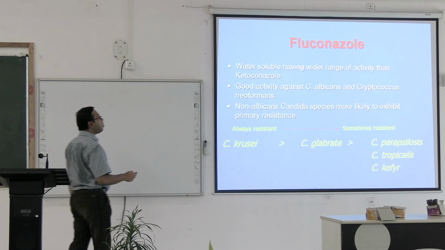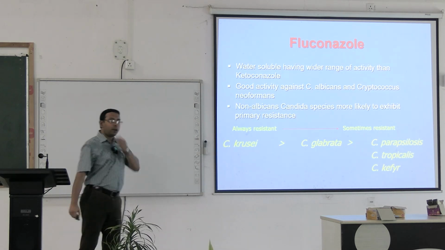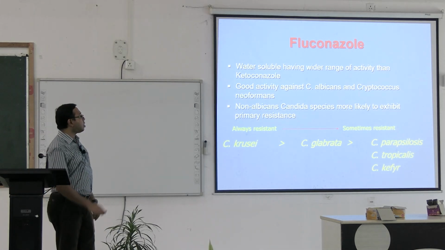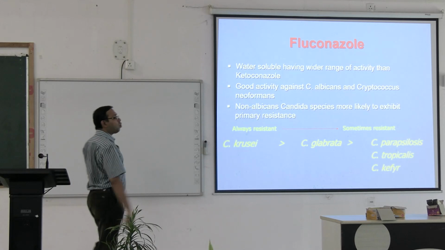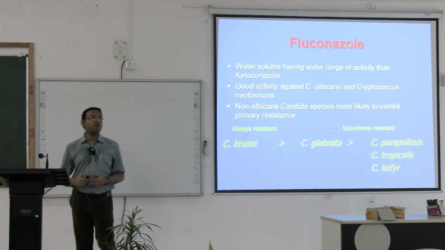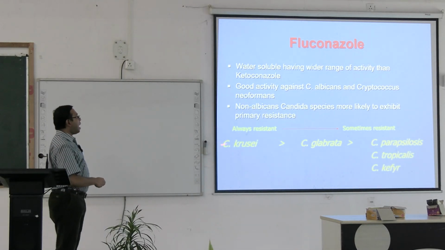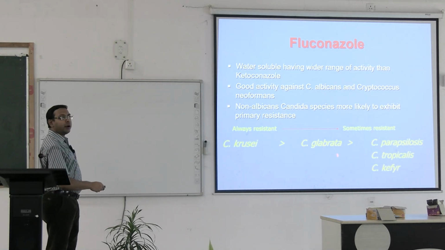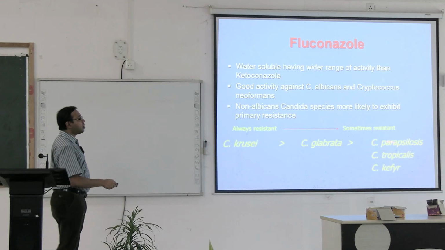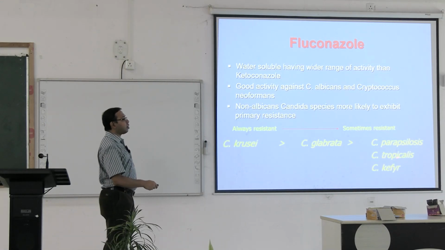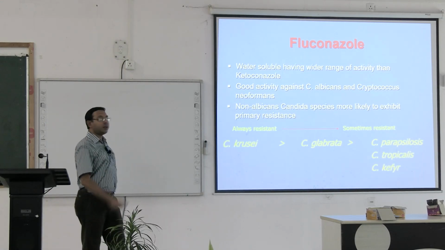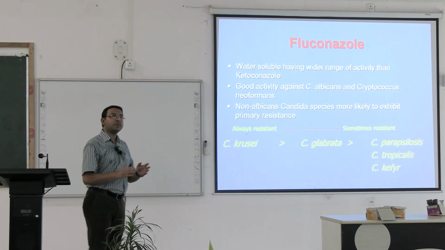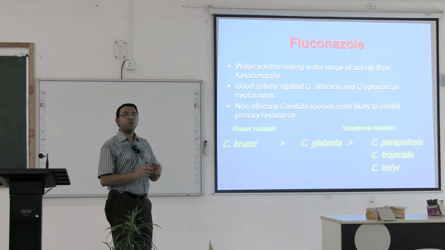Fluconazole is water soluble, having a wider range of activity than ketoconazole, with good activity against Candida albicans and Cryptococcus neoformans. The problem with fluconazole is that many fungi become resistant to it. For example, Candida krusei becomes totally resistant to fluconazole, Candida glabrata somewhat, and sometimes there is resistance in different other Candida species, for example Candida tropicalis, parapsilosis and kefyr. So resistance with fluconazole is the problem. Both primary resistance and secondary resistance are associated with fluconazole.